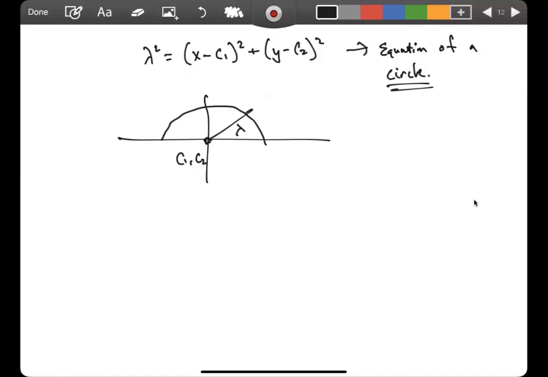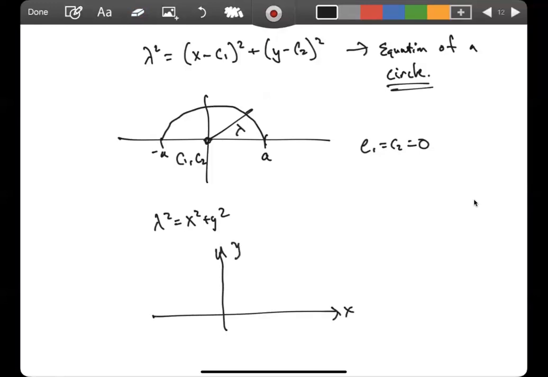Now, in this case, of course, using our boundary conditions, where this is minus a and this is positive a, we can easily find that c1 is equal to c2, which is equal to 0. Sorry, my bad. I was right the first time. So this thing is bounded by the fact that it has to be at the origin. Good. So in this case, lambda squared is simply x squared plus y squared, which again is our equation of a circle. So this is my x-axis, this is my y-axis. If this is negative a and this is positive a, the shape that maximizes the area for a fixed length of string is simply a circle, which has the radius of lambda.